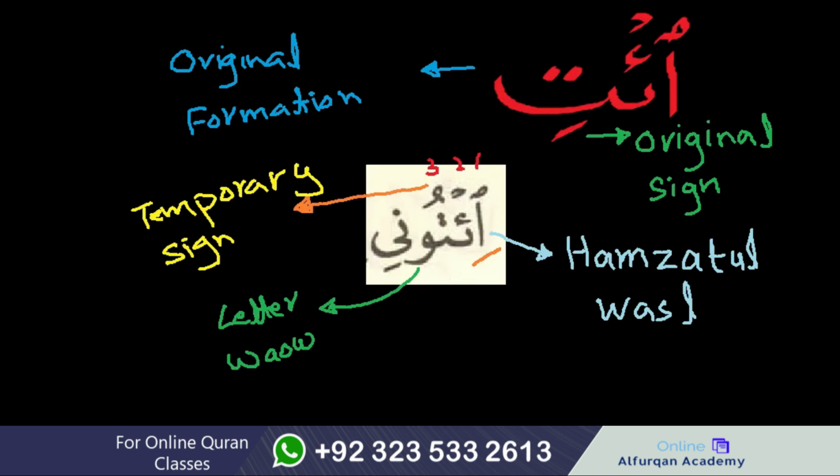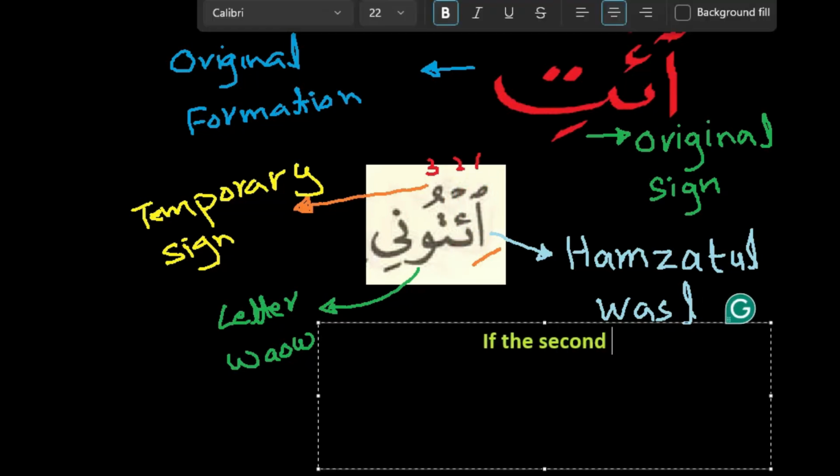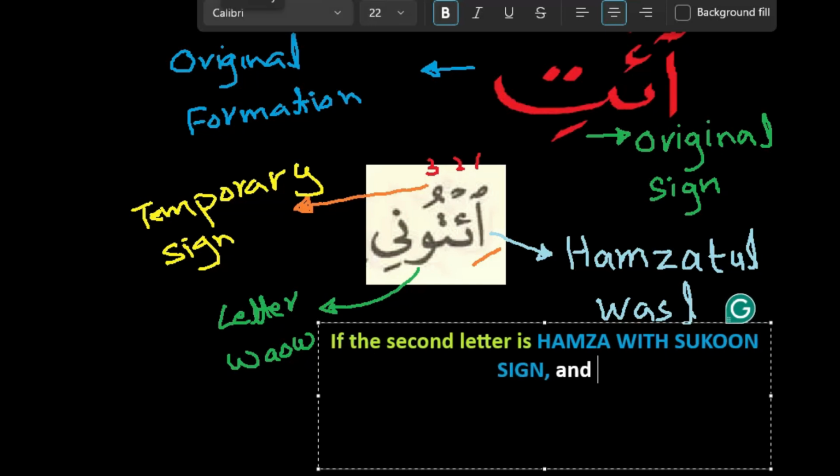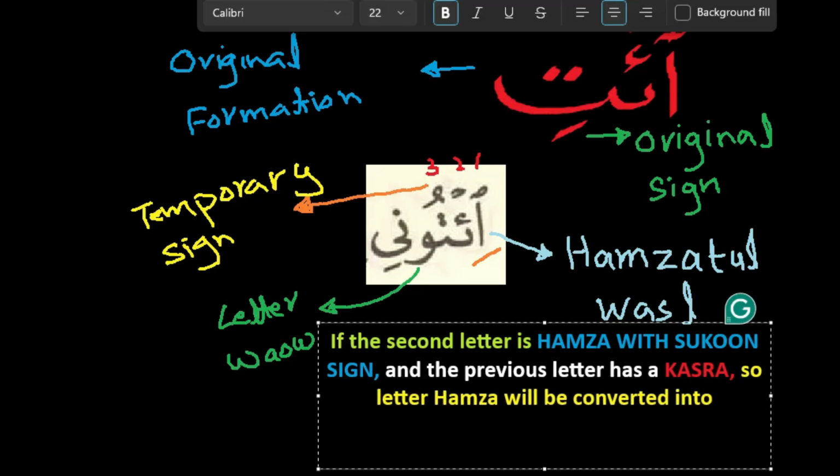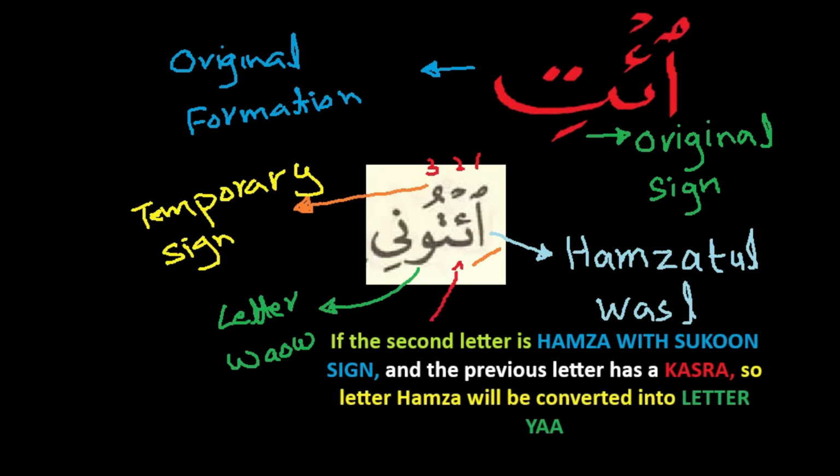After that, we have to apply another rule to get the final pronunciation. In this example, as you can see, the second letter is Hamza. If the second letter is Hamza with sukun sign, and the previous letter has a kasra, then letter Hamza will be converted into letter ya. Now let's apply this rule here. The second letter is Hamza with sukun sign, and the first letter has a kasra. So we are going to convert letter Hamza into letter ya. It becomes like that. Now that's the final pronunciation.